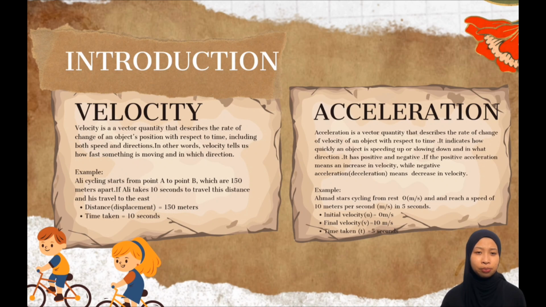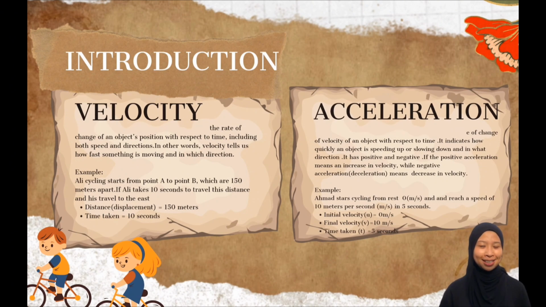velocity. For example, Ahmad starts cycling from rest, 0 meters per second, and reaches a speed of 10 meters per second in 5 seconds. We can conclude that the initial velocity, which is u, is 0 meters per second, the final velocity is 10 meters per second, and the time taken for Ahmad from start to final is 5 seconds.